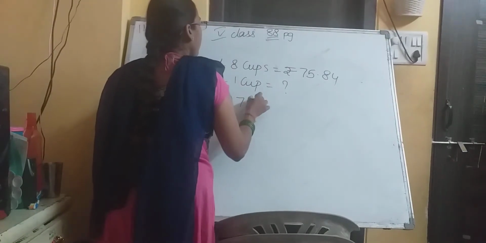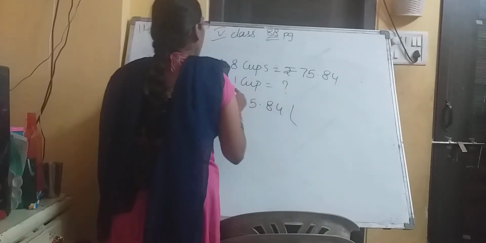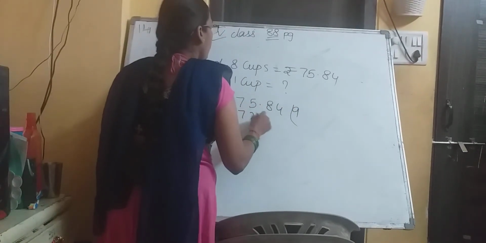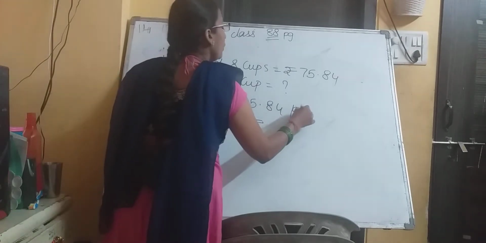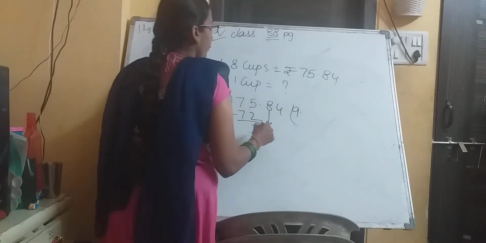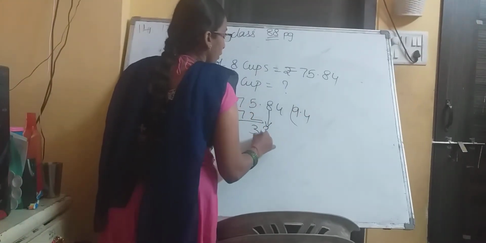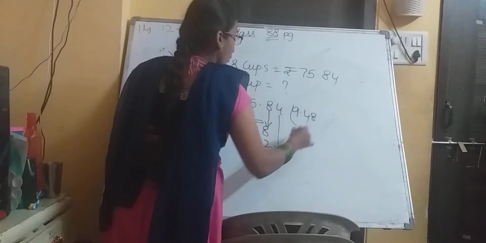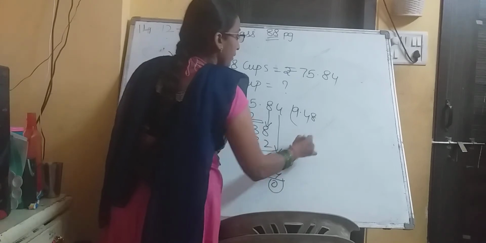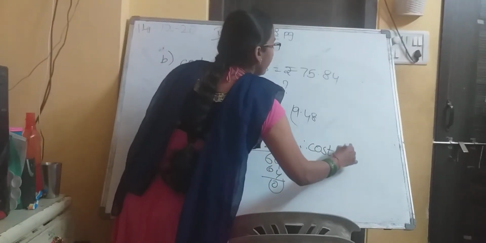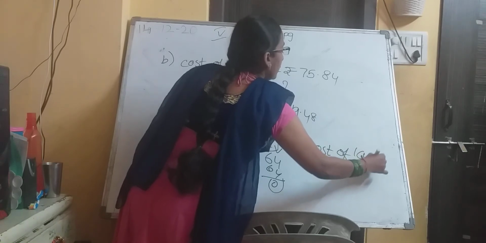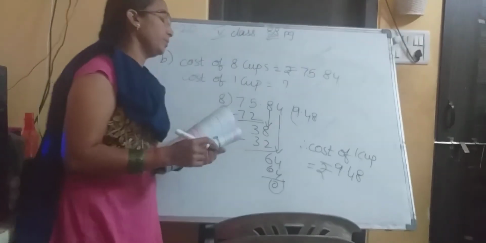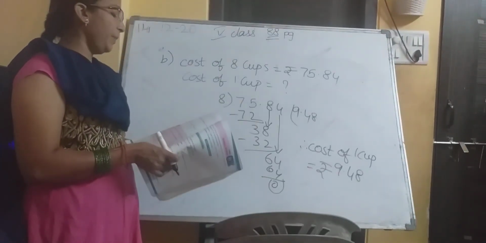That is 75.84 divided by 8. 8 9s are 72. 5 minus 2, 3. Point will go here. Then comes 8. 8 3s are 24. 8 4s are 32. 8 5s are 40. 8 4s are 32. 8 minus 2, 6. 4 comes down. 8 8s are 64. So what is the cost of 1 cup, children? Therefore, cost of 1 cup is equal to rupees 9.48. Come on, do. Okay, children, with this we have completed our chapter 2.